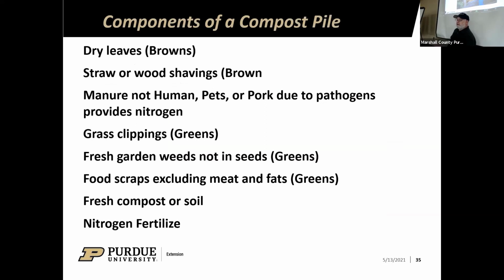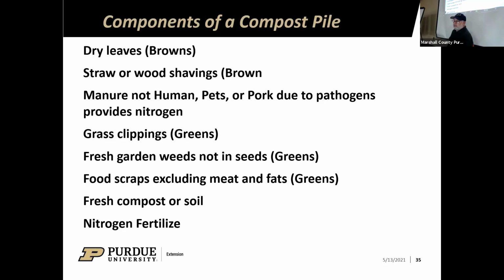So what can we put in a compost pile? The question should be, what can we not put in a compost pile? So we can use dry leaves, brown straw, wood shavings as another brown component. These are high in carbon and will decompose naturally, just like I told you Western Kentucky did with the leaves from Bowling Green. It just takes longer because the nitrogen is low, so the microorganism activity will be slower because of lack of nitrogen.